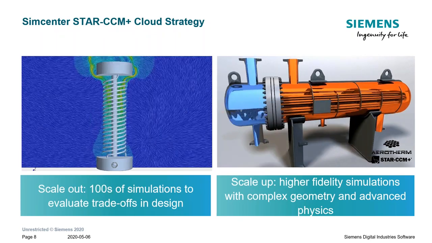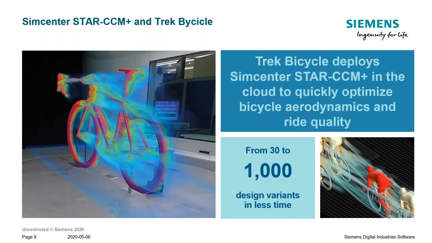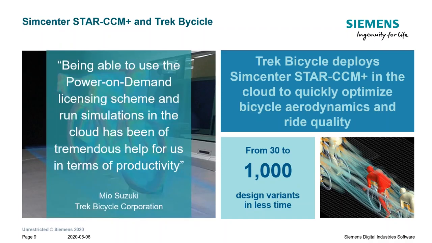And finally, before concluding my presentation, I would like to talk about a success story. Trek Bicycle uses Simcenter CCM Plus to optimize the aerodynamics around the bicycle. Before, they were simulating 30 designs in a given time; today they are able to simulate 1,000. So just think about the scaling out approach I was talking about. This is what they declared: being able to use the power on demand licensing scheme around simulations in the cloud has been of tremendous help for them in terms of productivity.